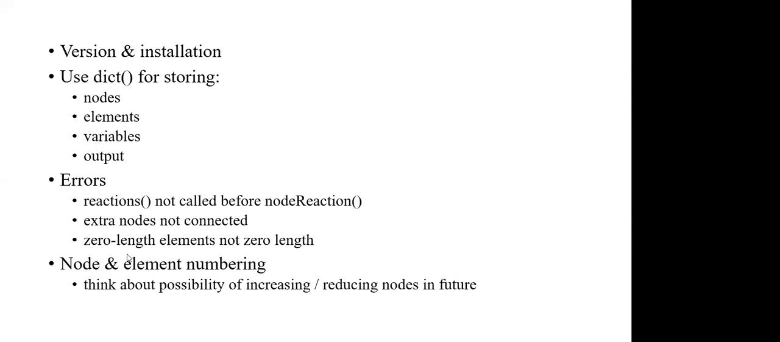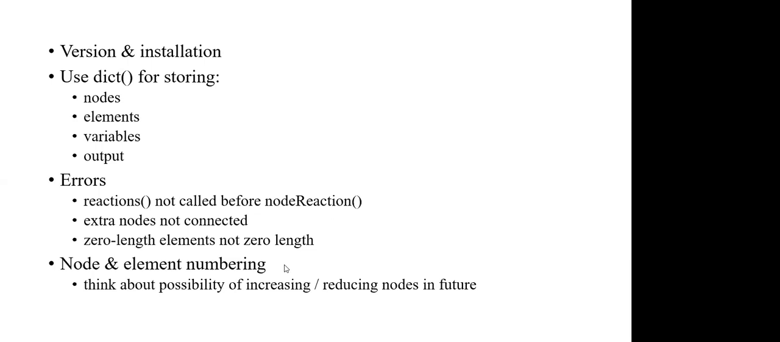Also, for example for me, sometimes the zero length elements are not zero length. For this one, the program actually tells you that this element doesn't have a zero length, so I have to go back and check which element it is. But for the first two, it doesn't tell me. I just learned along the way that this is the problem if there's a singular matrix error coming up. And if I don't get a node reaction, it probably is not because of the model, but it could be because you didn't call this command before calling the node reaction command. So these are just some examples of the errors that you want to take note of.